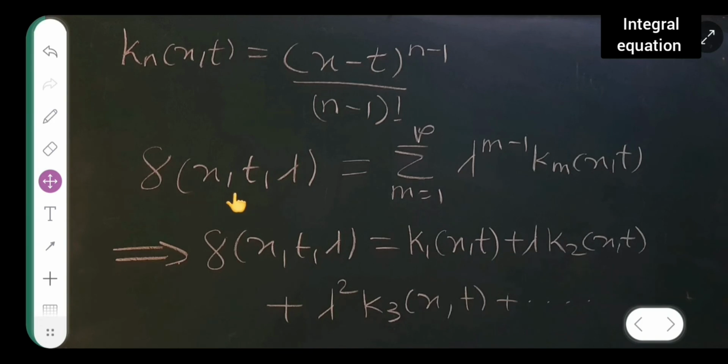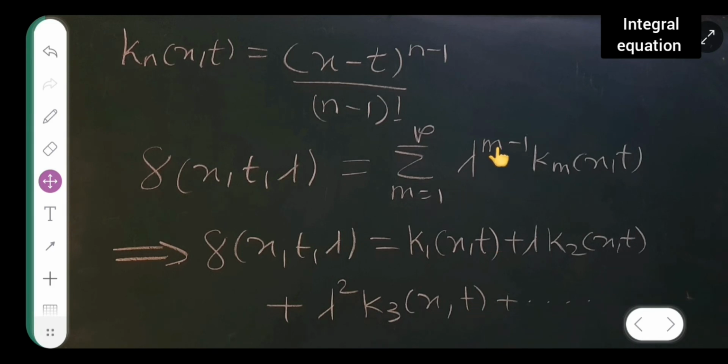Now write the resolvent kernel is equal to, now to find the resolvent kernel we use this formula, okay? Summation of m is equal to 1 to infinity lambda raised to power of m minus 1 Km of x comma t. Now let us start with this. Now this implies resolvent kernel is equal to, I will write it in these terms. K1 of x comma t plus lambda K2 of x comma t plus lambda square K3 of x comma t.